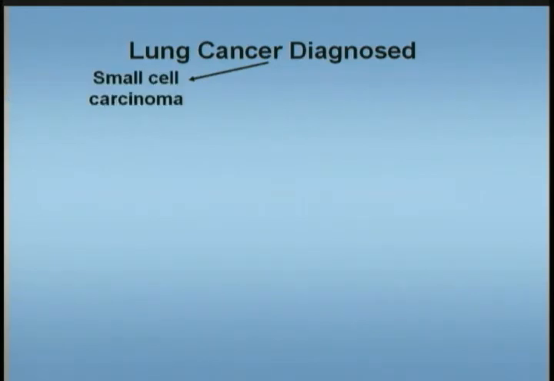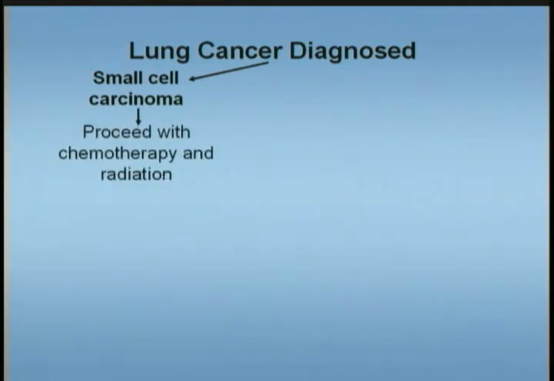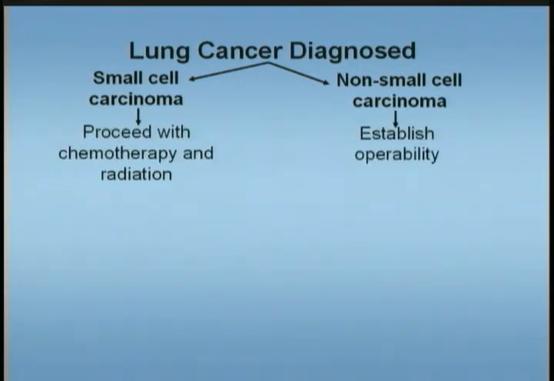Now, once we have diagnosed lung cancer, if the diagnosis is small cell carcinoma, you can proceed with chemotherapy and radiation. There's no need to evaluate pulmonary function or the extent of the disease. But if it is a non-small cell carcinoma, the other 3 variants of lung cancer, then we have to establish operability.